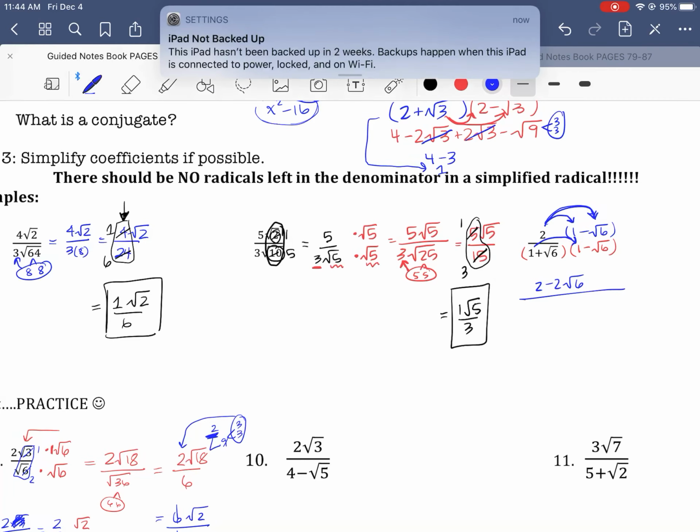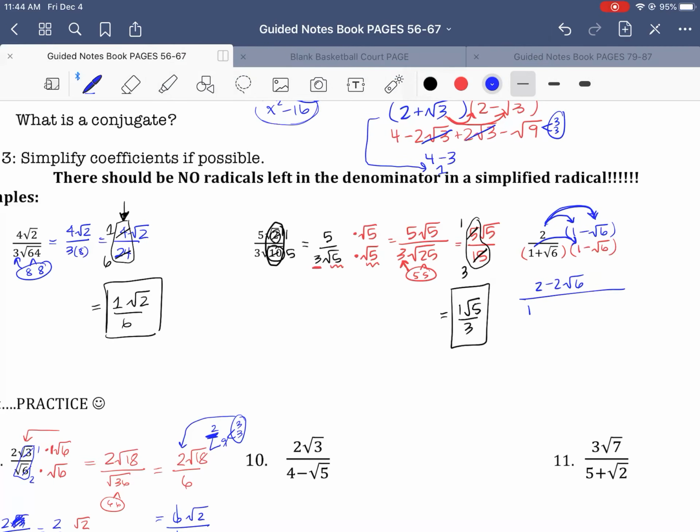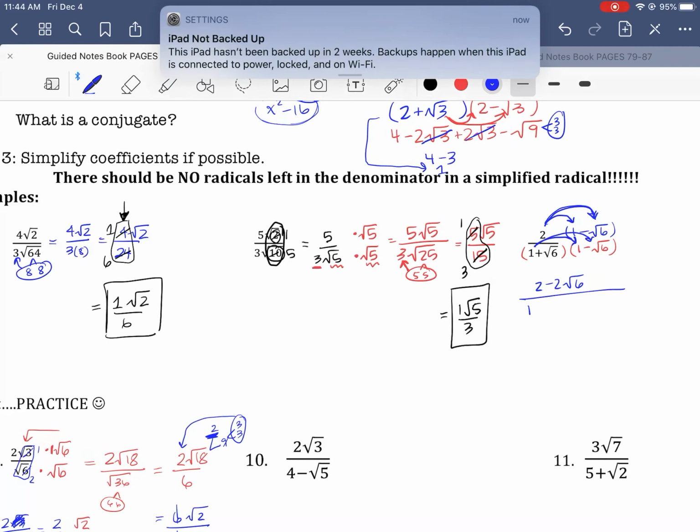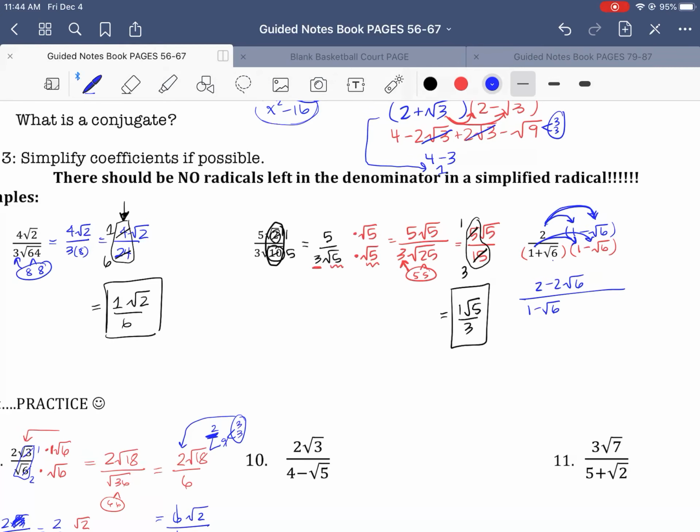So I've got 1 times 1 is 1. 1 times negative root 6 is negative square root of 6. Square root 6 times 1, just square root 6. And square root of 6 times negative square root of 6 is negative square root of 36. We multiply those radicands. Then I simplify.